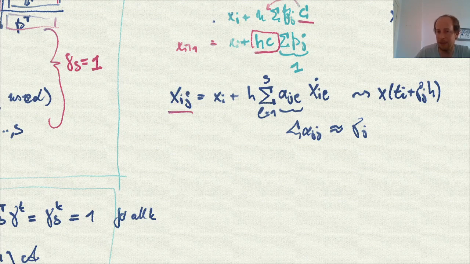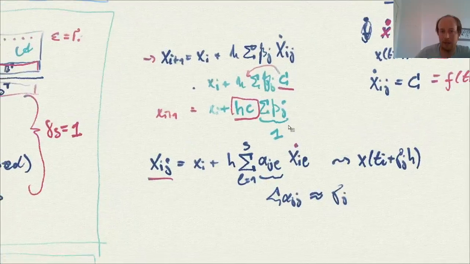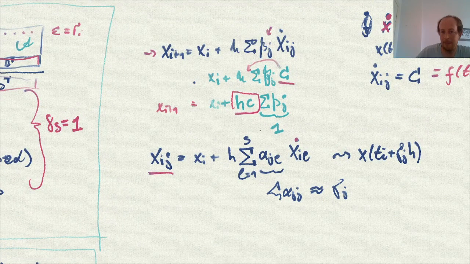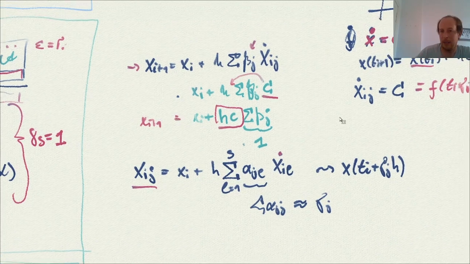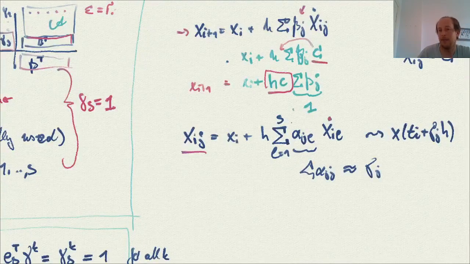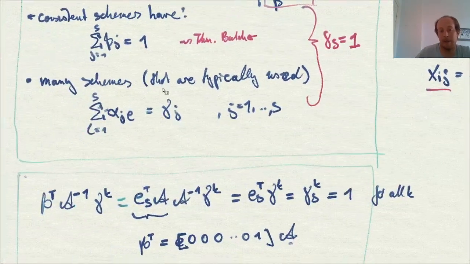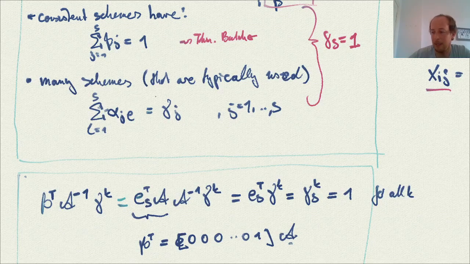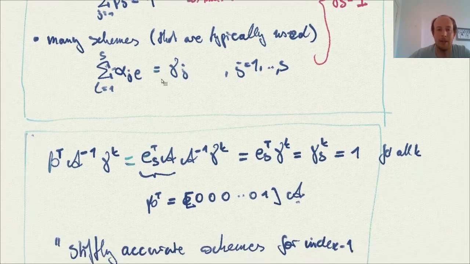And this relates to how these gamma_j's, the stage values xi_j, are defined. They are defined through this alpha_jl via this, and you see some similarity here with the beta_j, but only here this is x_i+1 that approximates this, and the xi_j can be seen as an approximation to x(t_i plus gamma_j h), and so it also makes sense to have this summing up to the gamma_j. This is not true for all schemes. There are schemes that don't have that, but almost all relevant schemes have it.